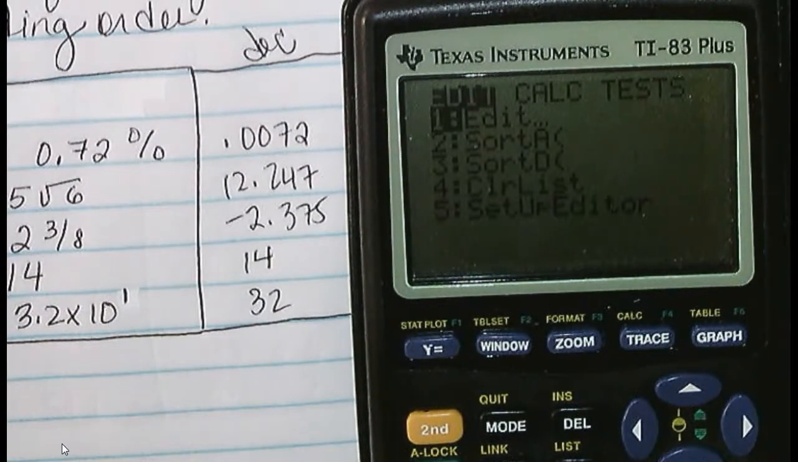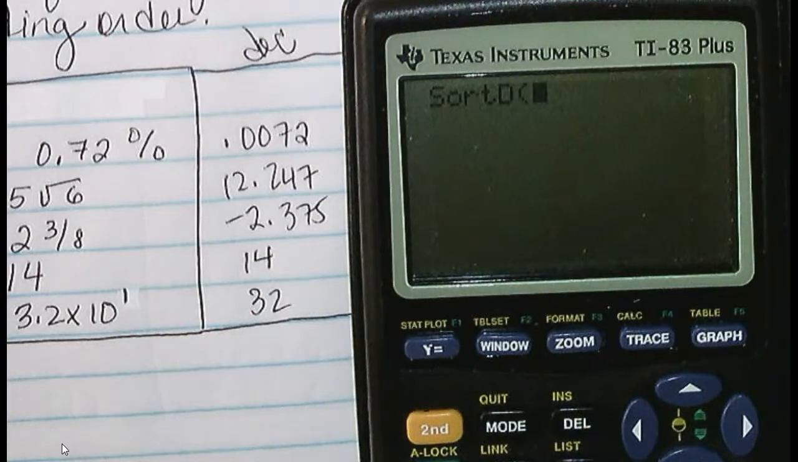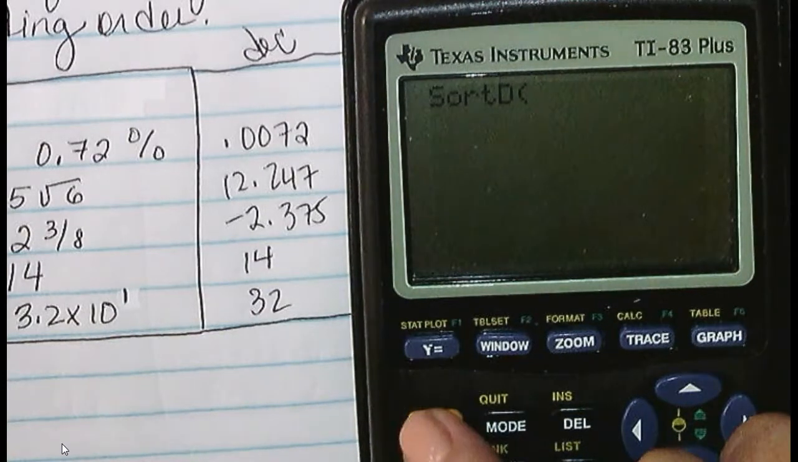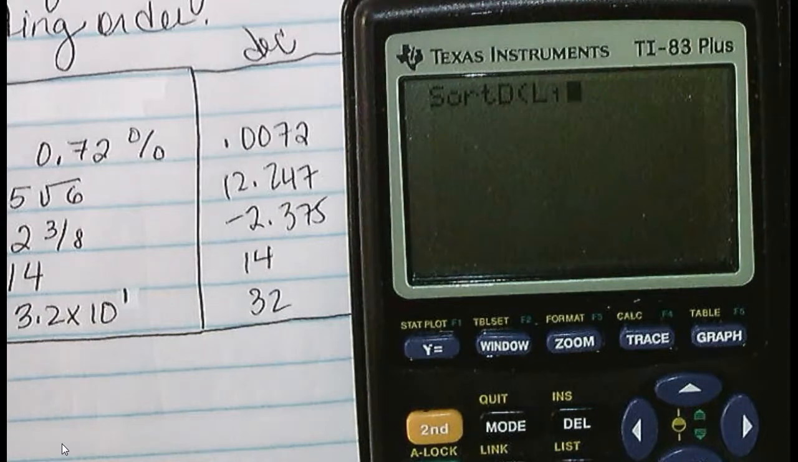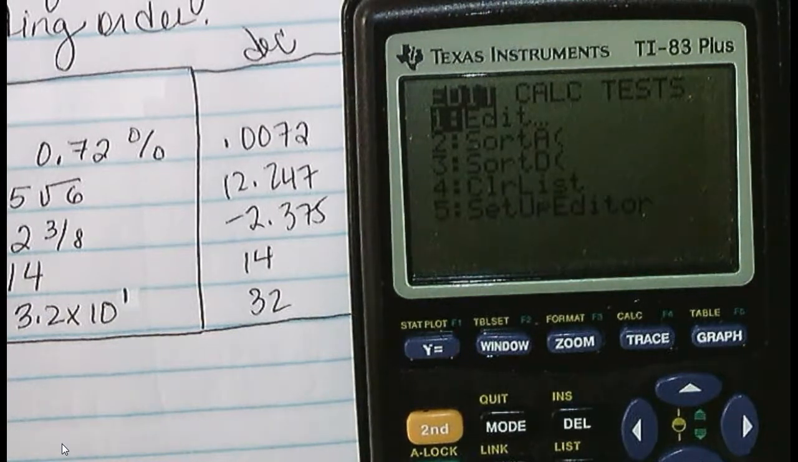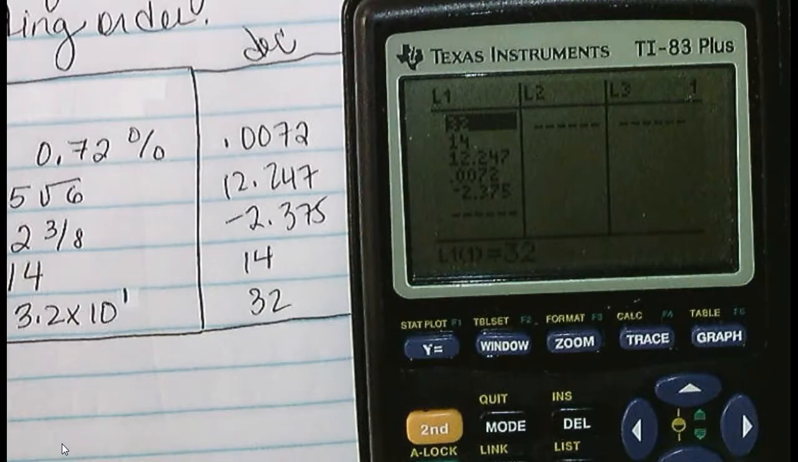How about 3? Where'd you put your data? List 1? And yes, again, close that parenthesis and push enter. Sure. It says done, so you have to go back to see what it's done. Go back to stat, edit. Now, there's your numbers, and that's greatest to least, descending, numbers going down.